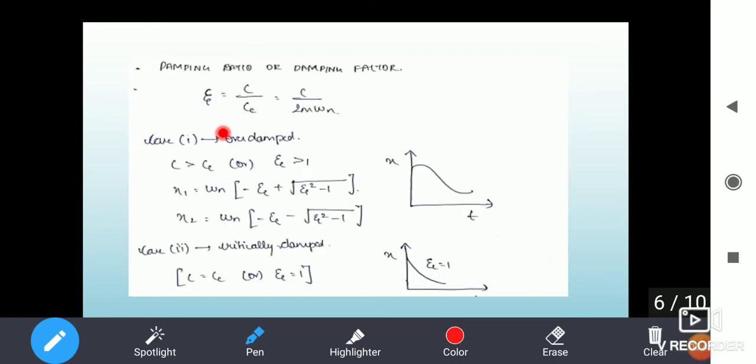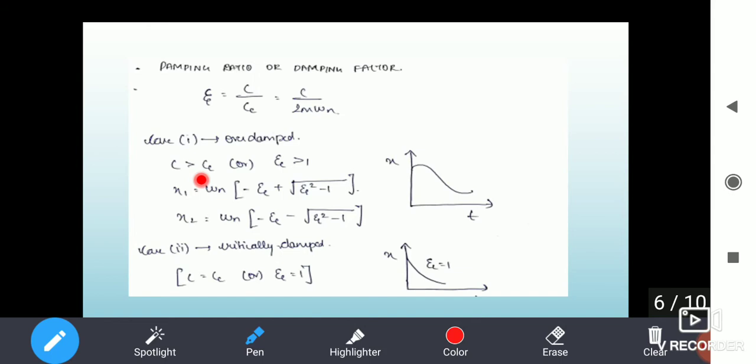Now we'll be seeing another concept, that is damping ratio or damping factor. It is denoted by zeta. So zeta is equal to C by Cc, where C is the actual damping coefficient and Cc is the critical damping coefficient. So C by Cc is equal to C by 2m omega n, as we got the critical damping coefficient. The damping factor is the measure of the relative amount of damping in the existing system. We just need to know these formulas, as we'll be using them for solving various problems.